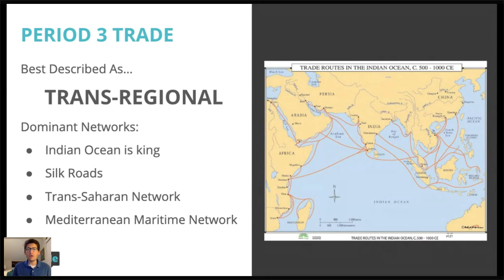The Trans-Saharan Network grows to its height in this time period. The Mediterranean Maritime Network, which had existed in our previous time period, continues. All of these networks continue from period 2. They all exist in period 2, but they really take off in this time period. As the key concepts say, they intensify in this time period. Even though trade is growing in these networks, the Indian Ocean Network is going to carry the highest volume of trade. So that's what we're referring to.